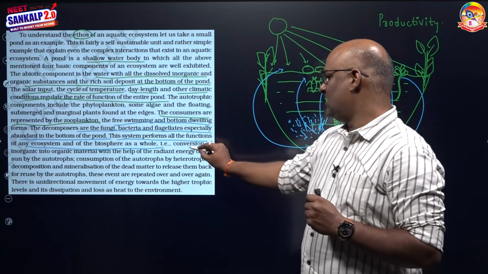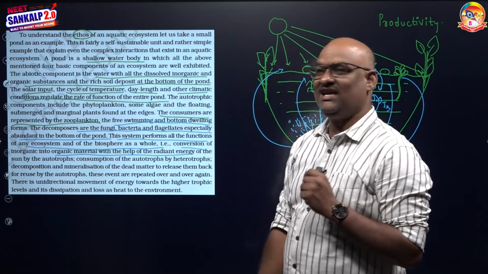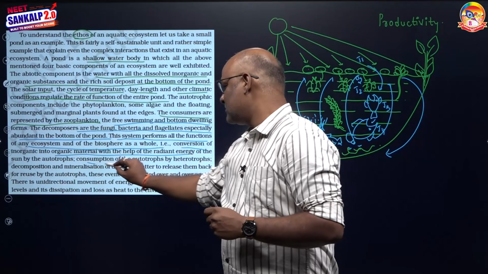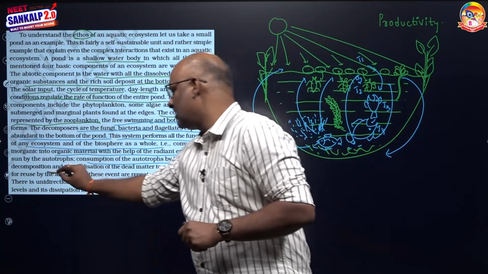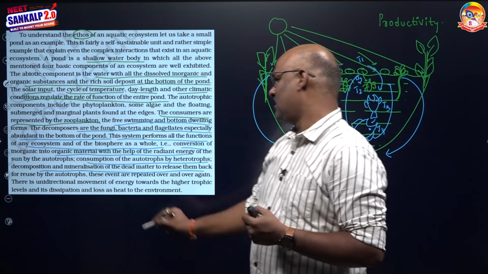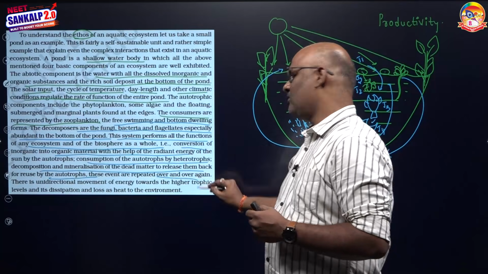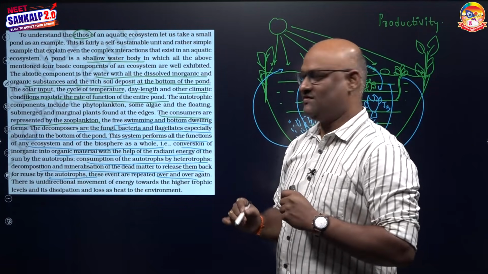So if you see here, conversion of inorganic to organic material with the help of radiant energy, that is photosynthesis with the help of solar energy. Consumption of the autotrophs by heterotrophs, that is nothing but the energy flow. Decomposition and mineralization of dead organisms, this is nothing but the decomposition. And reuse by the autotrophs, these are repeated over and over again. So nutrient cycling continuously takes place. All the four basic components we have seen.